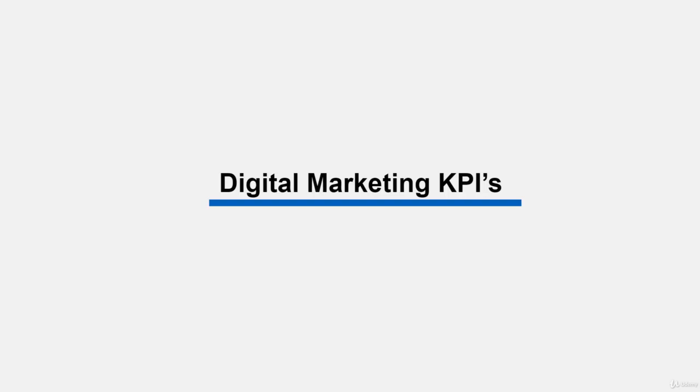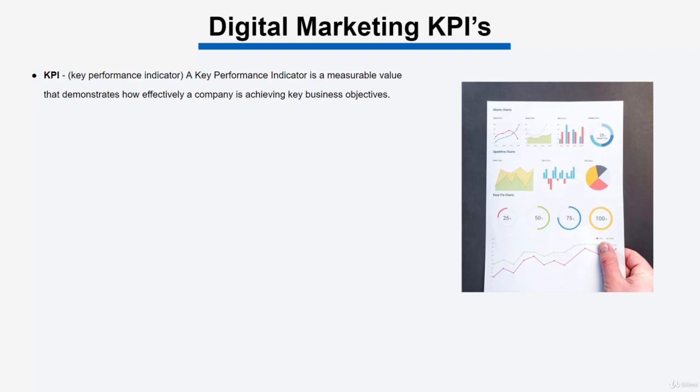In this video, we're going to cover the digital marketing KPIs. Now, the KPIs, these are key performance indicators that essentially give us an understanding of how well our campaign is running. So let's take a look at what a KPI is, right? This is a key performance indicator. And what this is here is a measurable value that demonstrates how effectively a company is achieving key business objectives.